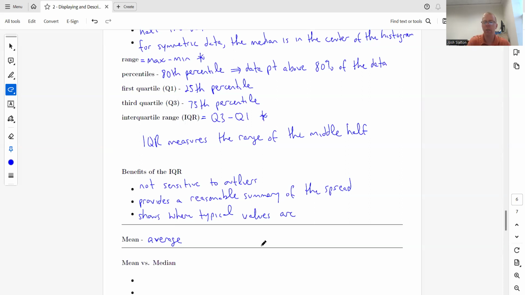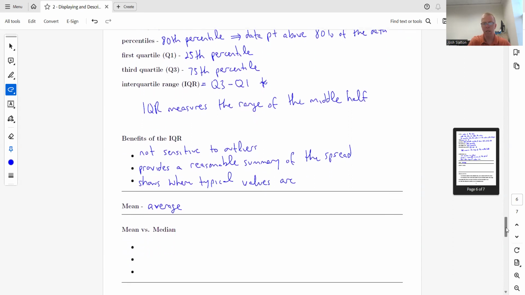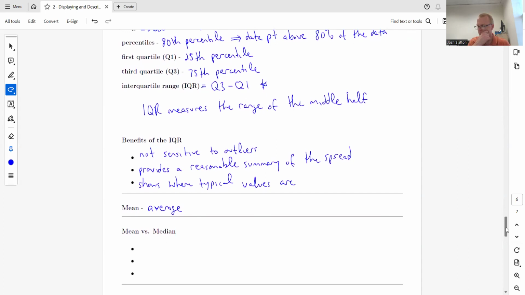So the mean is just the average, and mean versus median. I think we'll do something different here. Let's draw a skewed histogram. We'll draw a symmetric histogram, and we'll draw the other skewed. So skewed left over here, symmetric, skewed right. Now we have the mean, the median, and the mode. The mode, as you know, is always right under whatever the tallest bin is. So that would be the mode.